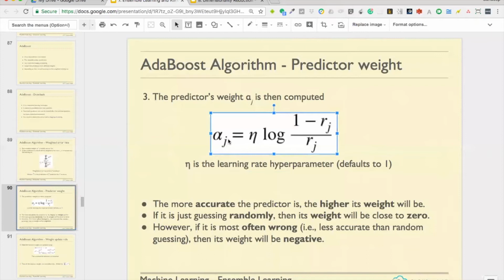R represents the error rate. The smaller the R, the better the predictor is. The smaller the R, the better the predictor's weight would be, correct? That's what this formula says. So all we do in the end is compute the weight of all the predictors and then observe which one is having the best results. Meaning the predictor whose alpha is the best is performing the best, and therefore we take the predictions of the one that has the best alpha. That's right.